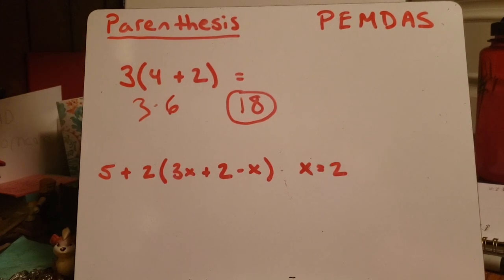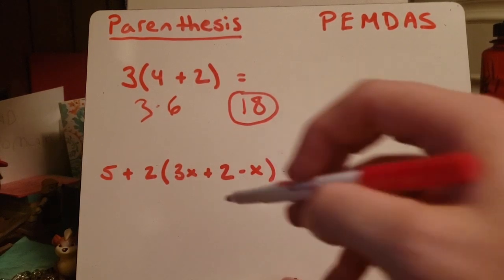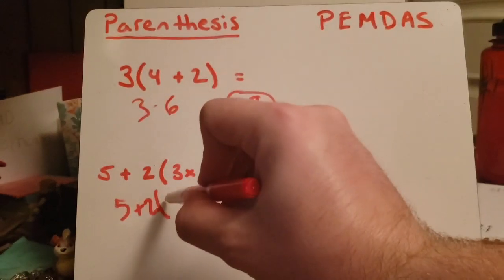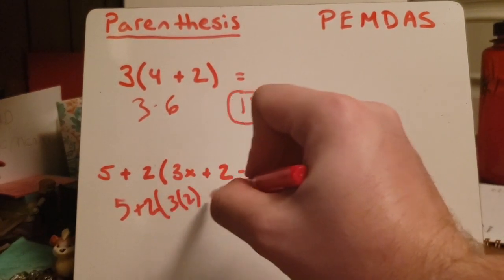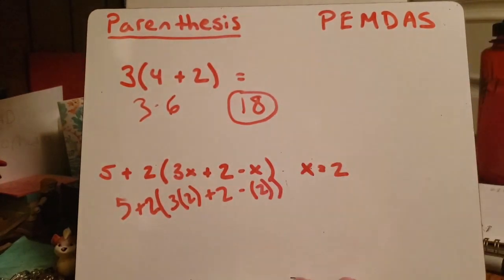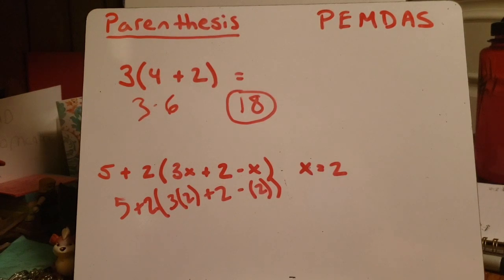Let's move down to the bottom one here. We have an expression that we're going to evaluate, and it has some parentheses in it. So let's do that. Now the first thing we got to do is put 2 in for x everywhere there's an x. So we'll rewrite it. We've got 5 plus 2 times (3 times 2 plus 2 minus 2). Now this is why I told you to put everything in parentheses when we insert. It's so that we can make sure we keep our signs straight.